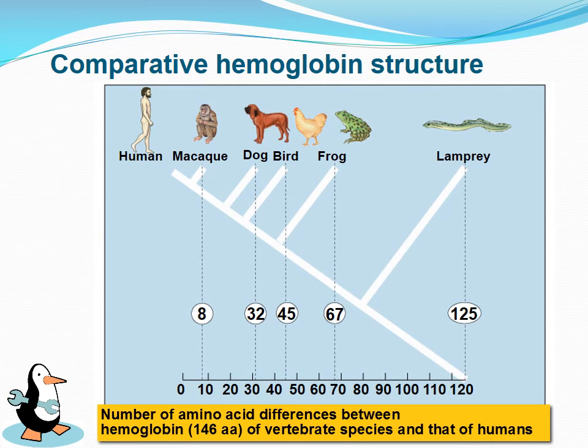In the graph, we can see the differences between our hemoglobin structure and the different organisms in this cladogram. So you can see there's 8 differences between us and the monkey, 32 between us and a dog, 45 between us and a bird, 67 between us and a frog, and 125 between us and the lamprey. So this graph shows that the more differences you have in this one gene, the farther away you are related to each other. So the closer you are, the more related you are, the closer your genes actually are together.